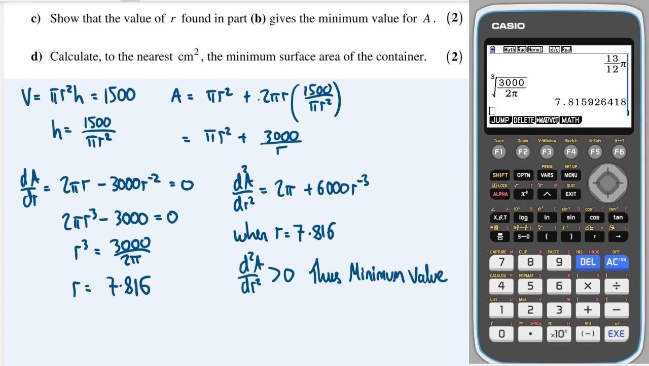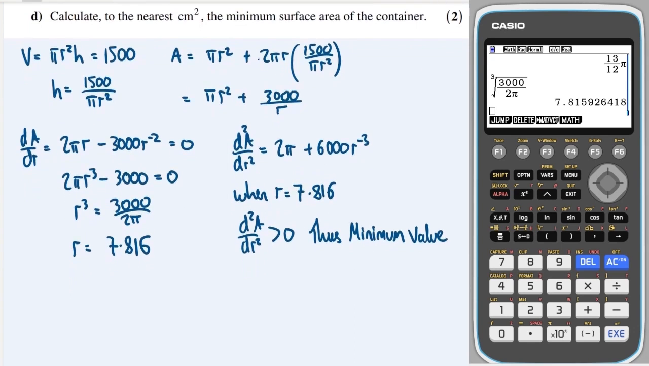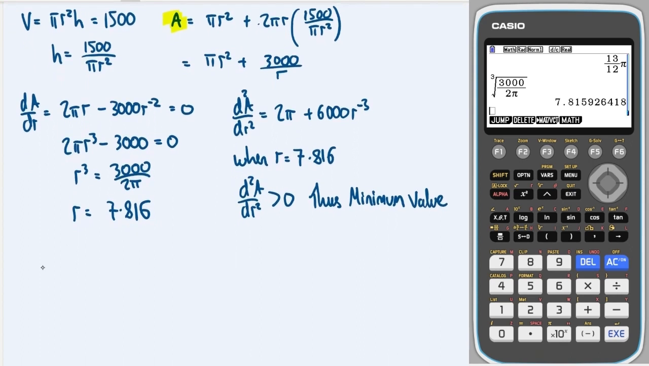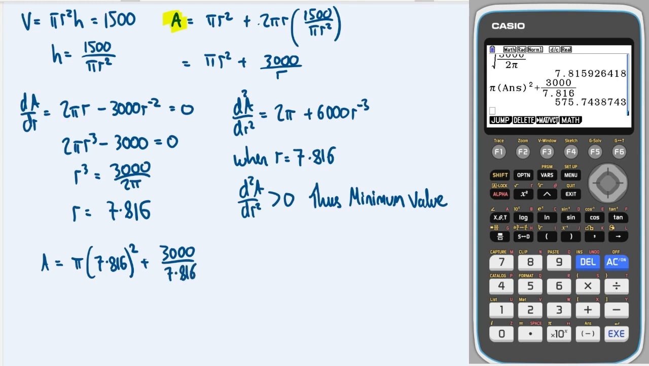And then finally, calculate the minimum surface area. So I just need to take the area formula and sub in the value for r which gives the minimum. So that's going to give me A is equal to π times 7.816 squared plus 3000 over 7.816. I've put that in my calculator, and that's given me a value of 576.